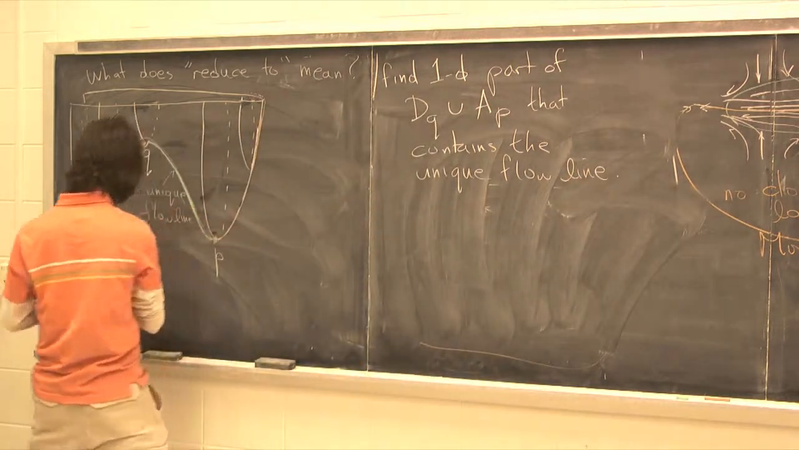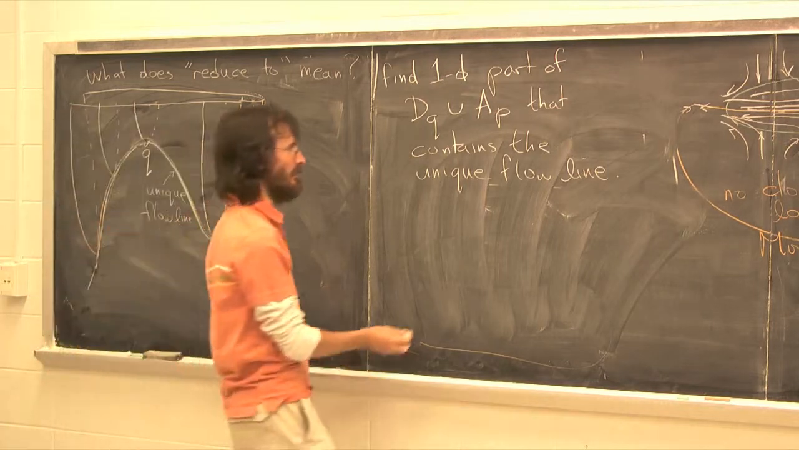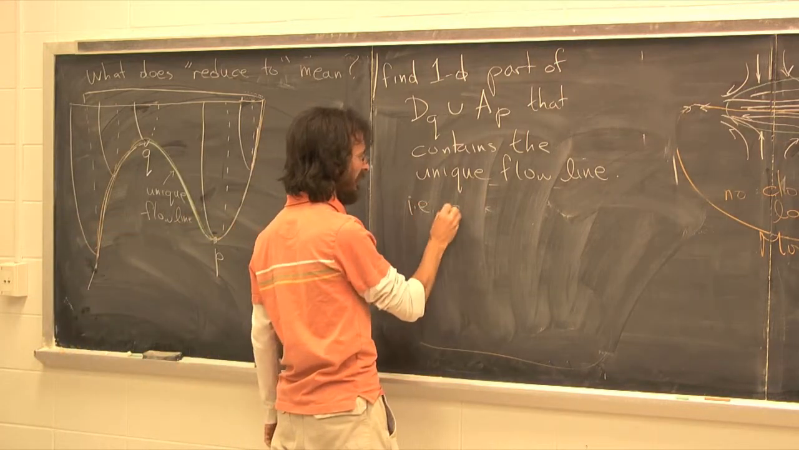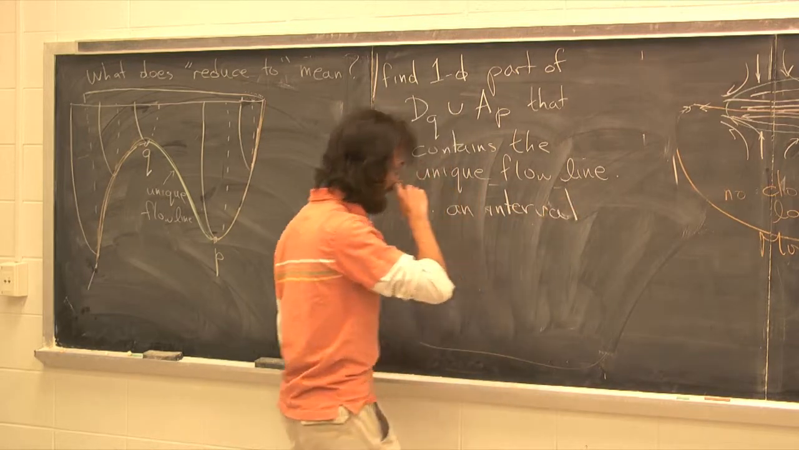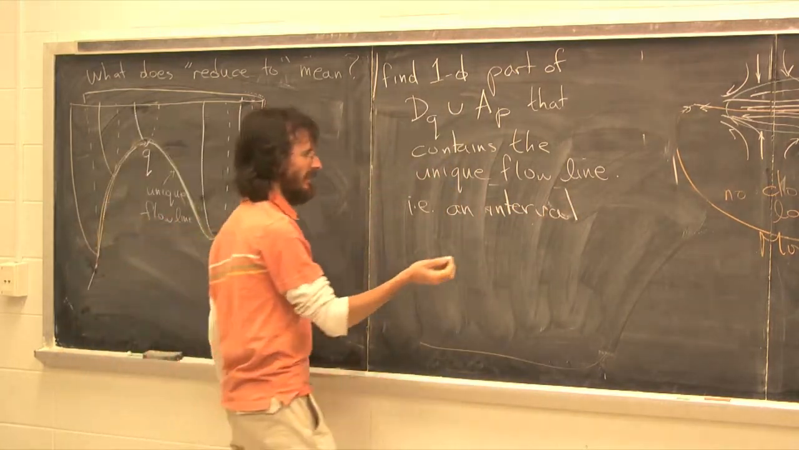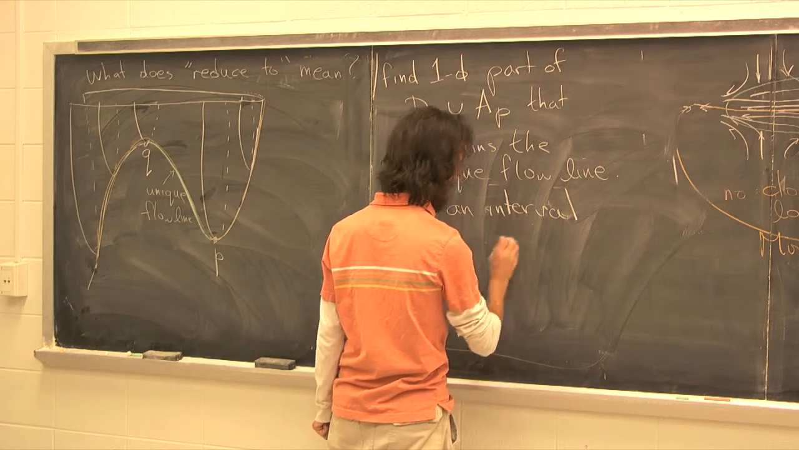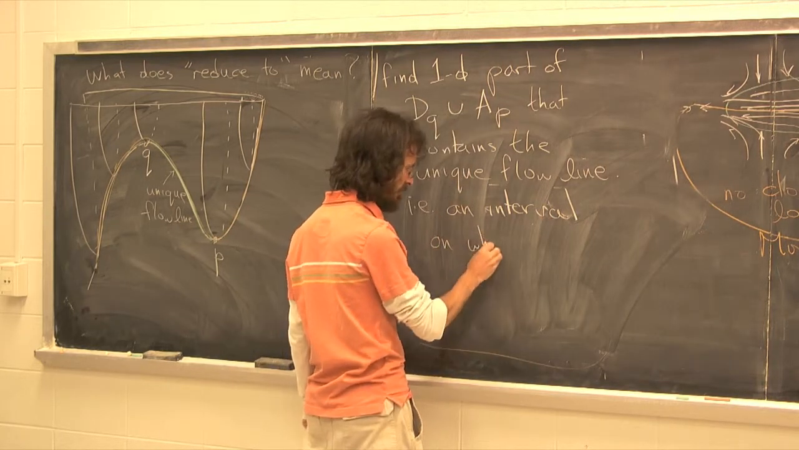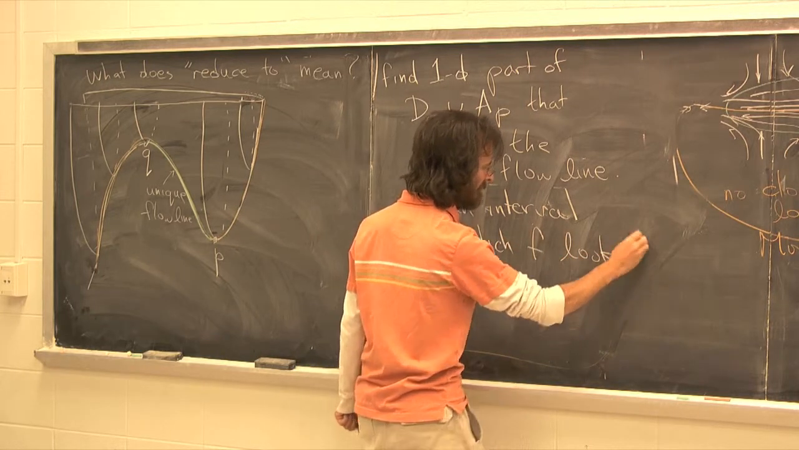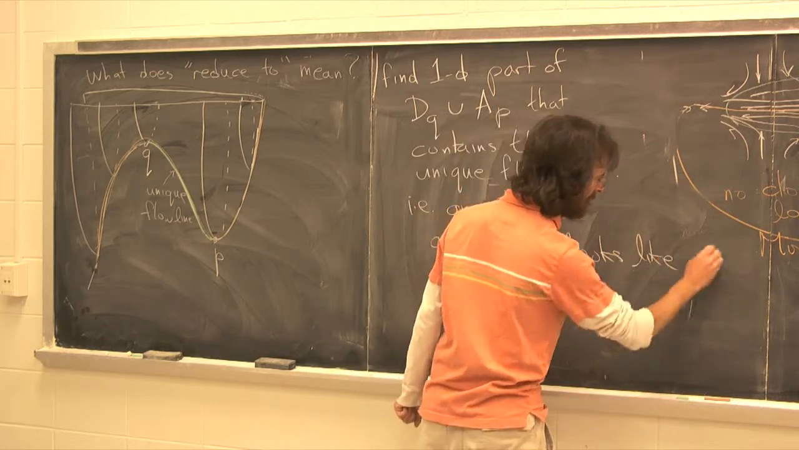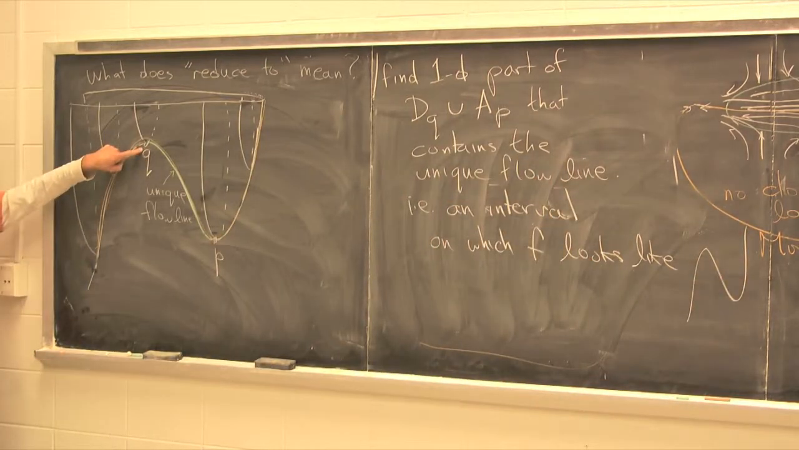And this part is going to be one dimensional, so it's an interval. And it's getting an interval on which, let's say x is between, well, it's an interval, and restricted to that interval, f looks like this function. Okay? So in other words, does everyone understand what I mean?